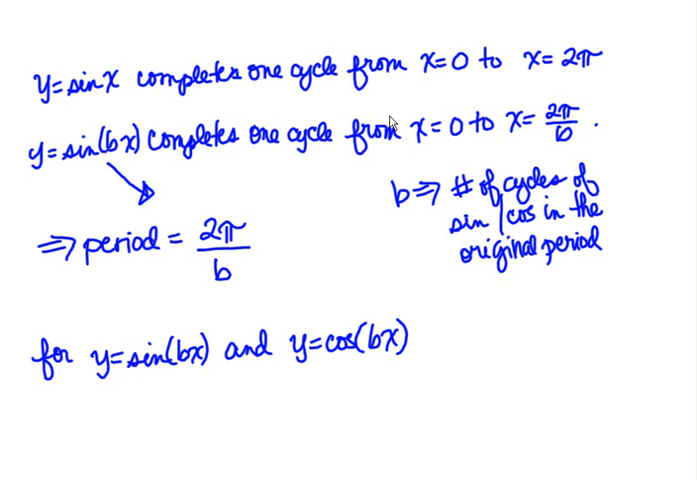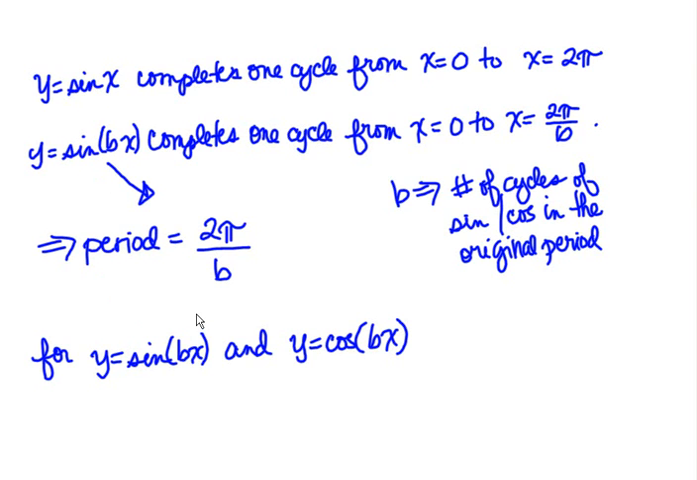Because we're fitting in more than the one cycle in that 0 to 2 pi units. So b actually tells me the number of cycles of sine or cosine that's in the original period. So if the value there is 2, you're going to notice that the graph has 2 complete cycles of sine or cosine in that original period of 2 pi. Now let's look at what the period then is. So the period we can write as 2 pi divided by b. So 2 pi over b is the period of sine of bx or cosine of bx.